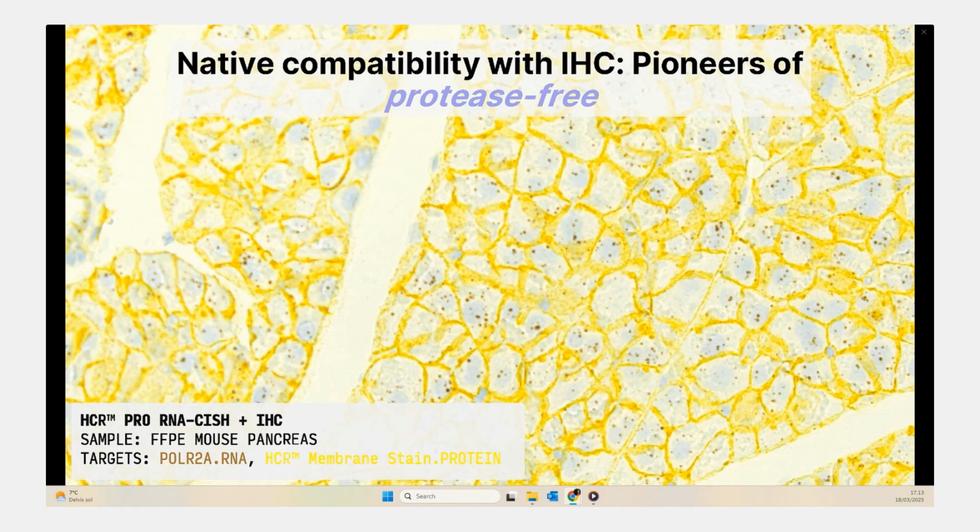Dan from Visiopharm later on will show us, using their software, how we can better do cell segmentation and allow more accurate dot counting using HCR RNA-ISH assay combined with a membrane marker.